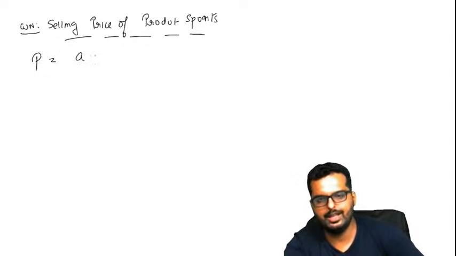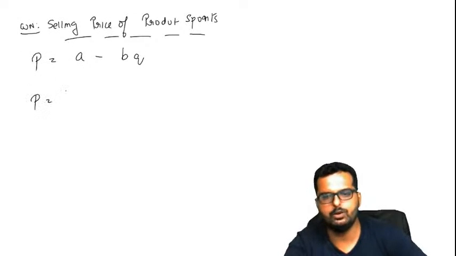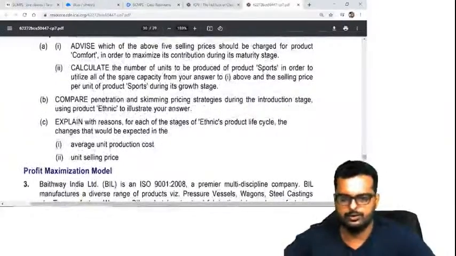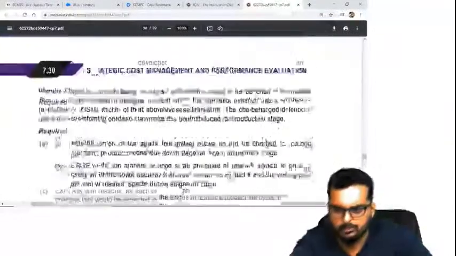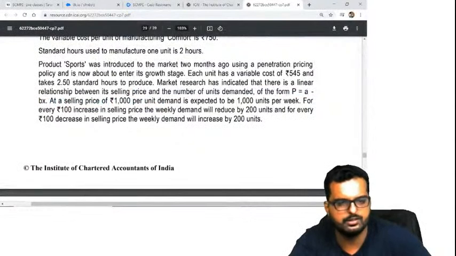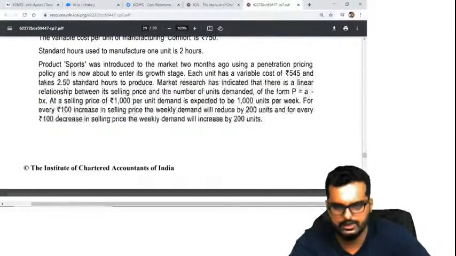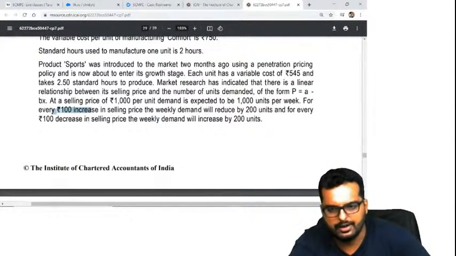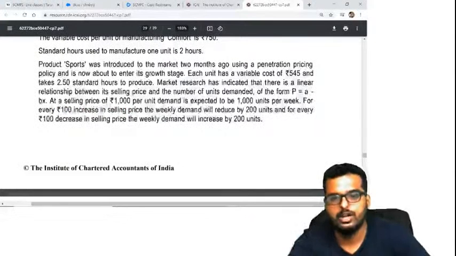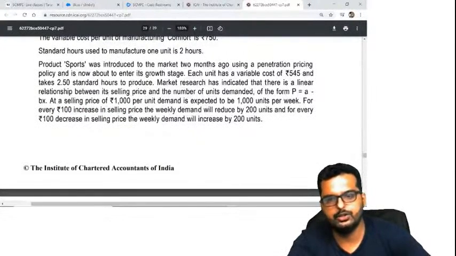We know the formula P is equal to A minus BQ. So here P would be equal to, okay, what is the selling price that they have already given in the question? Let's just come down and read through it. At a price of 1000 per unit, the demanded units is 1000 units per week, correct? So that is the first price that is given over here. For every 100 rupees increase in the selling price, the demand will go down by how much? It will go down by 200 units, correct?